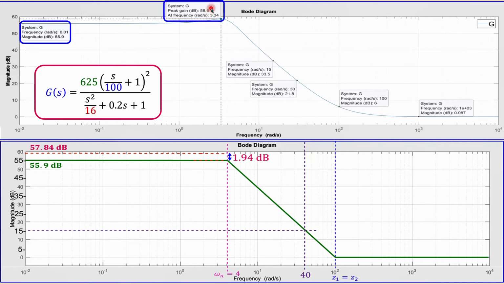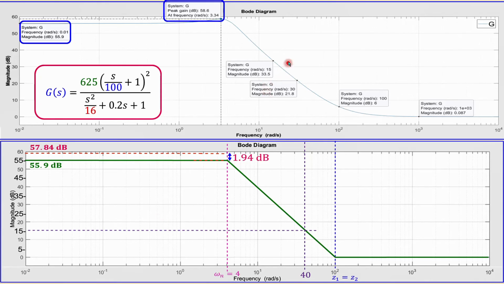So why is that happening? You might ask, why is this not exactly that? Because this system is not pure second order. It also has some zeros that will have an effect on this value. So if you have a pure second order without any other poles or any other zeros, you will get exactly the same value after the correction is done.